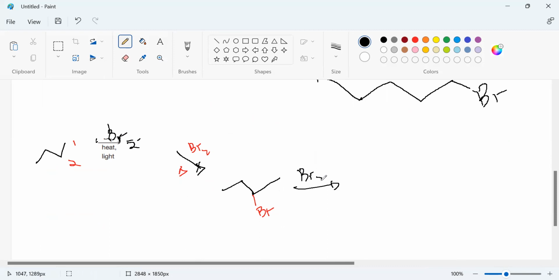Another Br, of course in the presence of light, you can have Br and another Br here, right? But this Br here is also, this one actually is chiral, right? This one is chiral, and this one too is chiral. So there are 2 chiral centers here, so you can get 4.